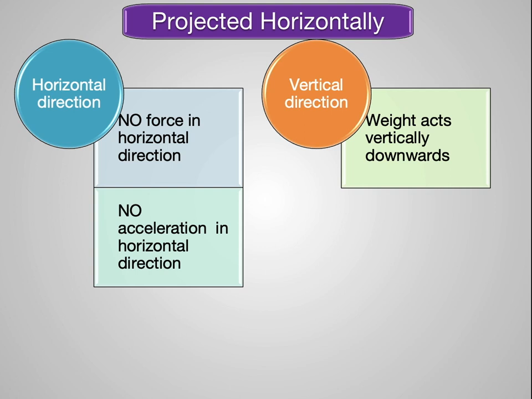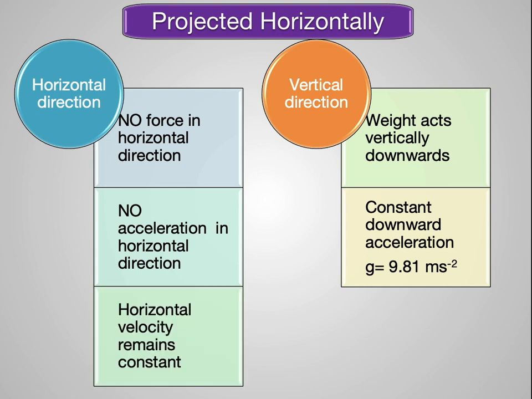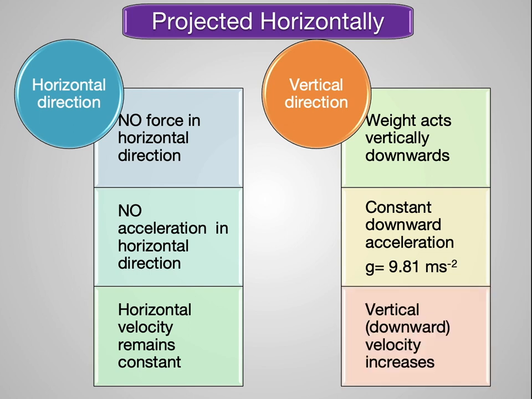But vertically, the situation is different. There is a weight acting. As a result, there will be a downward acceleration, which is the acceleration due to gravity. Now, the horizontal velocity, as you have seen, remains constant, but the vertical velocity increases. Generally it changes, but in this particular example, it goes on increasing.